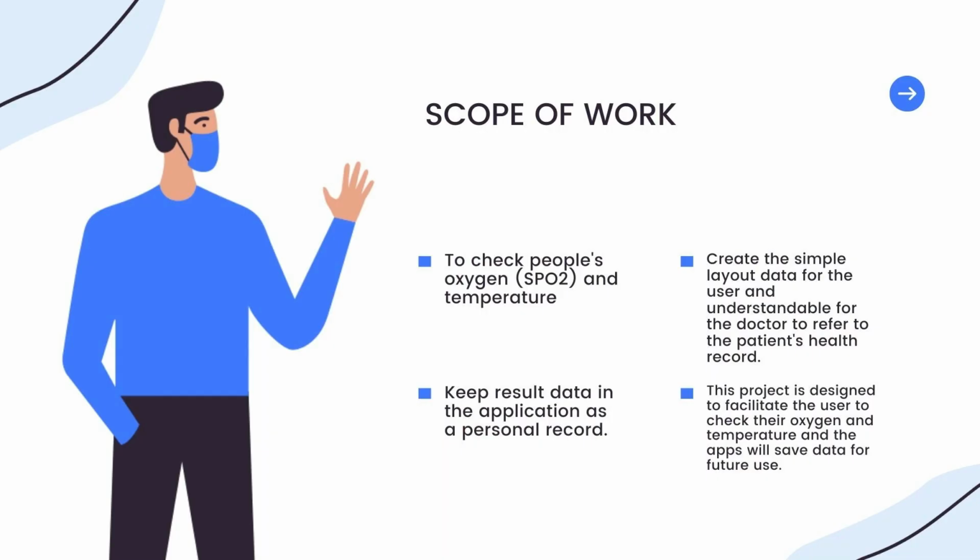So this is our scope of work. Firstly, to check people's oxygen, SpO2, and temperature. Next, to keep result data in the application as a personal record. Next, to create a simple data layout for the user that is understandable for the doctor to refer to the patient's health record. And lastly, this project is designed to help the user check their oxygen and temperature, and the app will save data for future use.